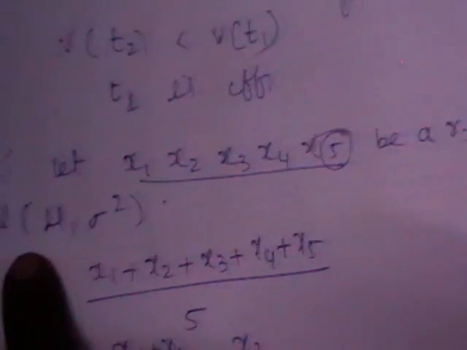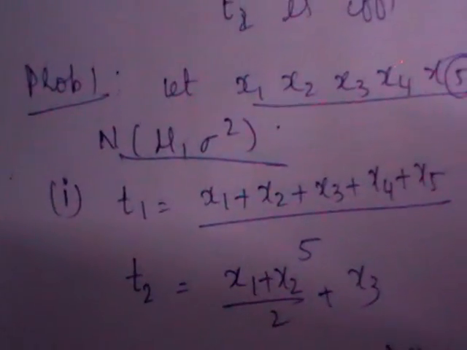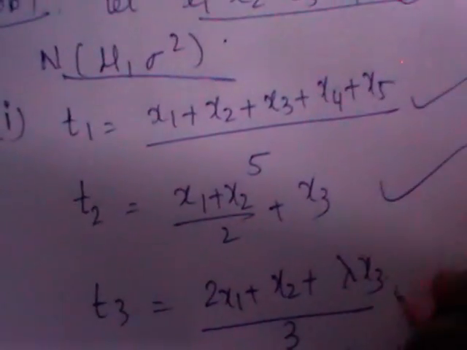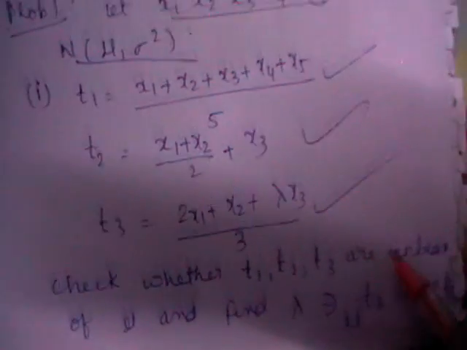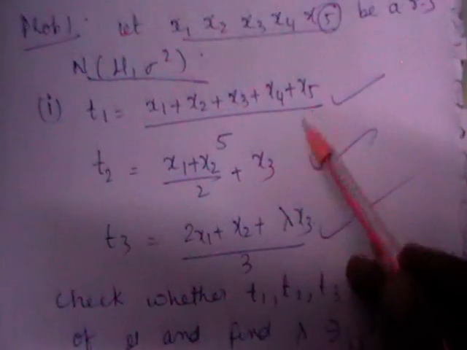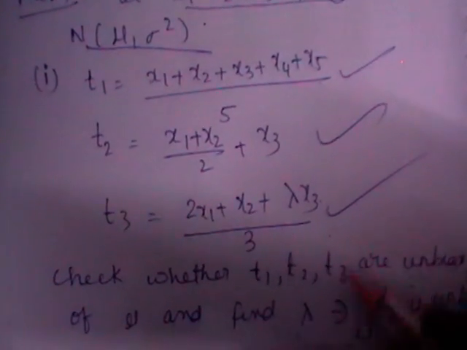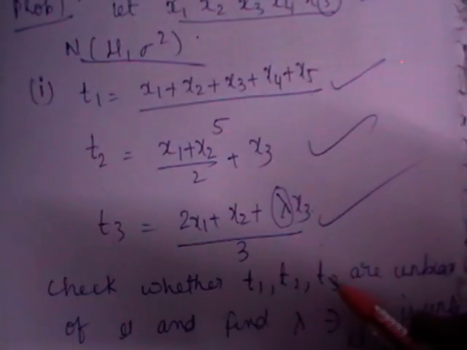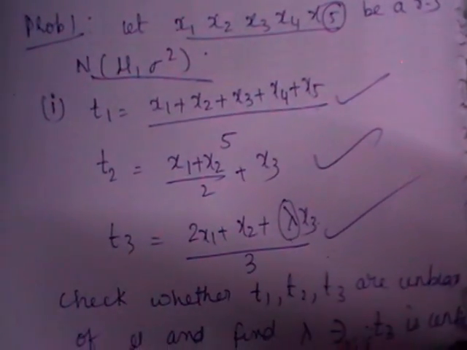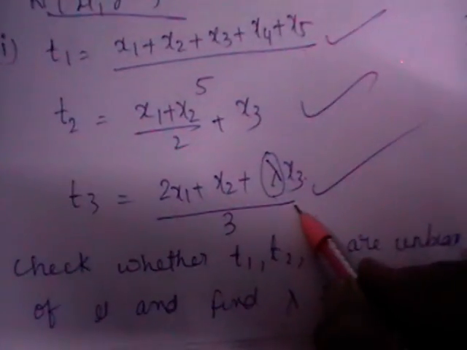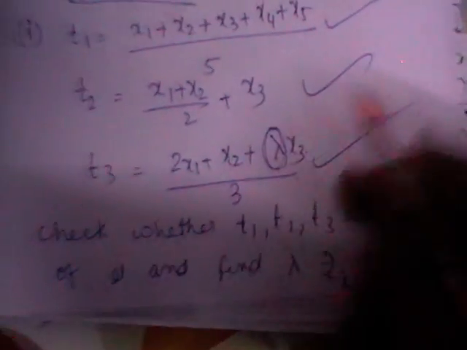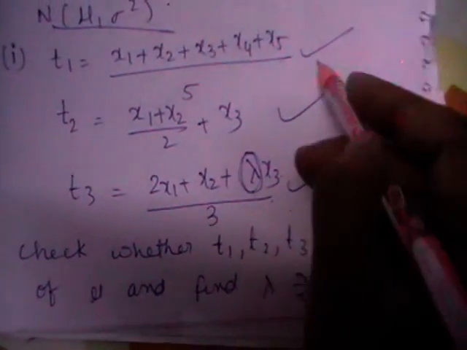Now you are given a random sample from which population? A normal population with parameters mu, sigma square, and you are given three estimators T1, T2, T3. Now the question is, check whether T1, T2, T3 are unbiased estimators of mu. You should check whether these three are unbiased estimators or not. And if you observe, you have an unknown constant lambda here. You should find lambda such that T3 is an unbiased estimator of mu. Given T3 is an unbiased estimator of mu, using that condition find lambda. And also find the most efficient estimator among these three.